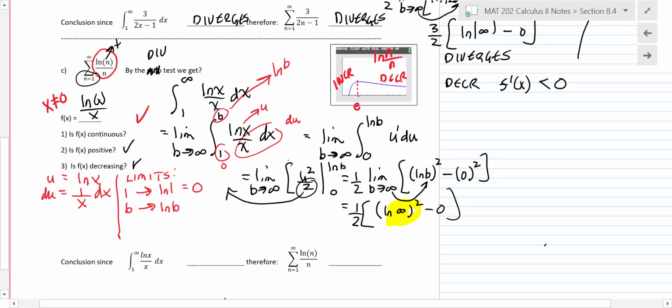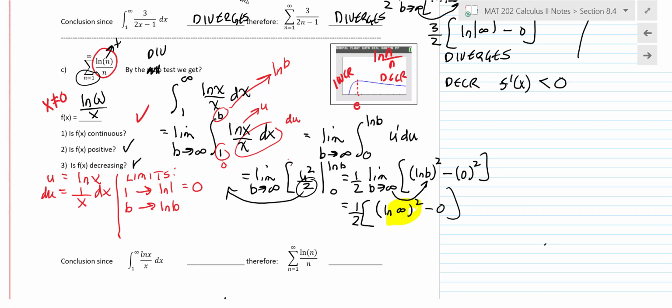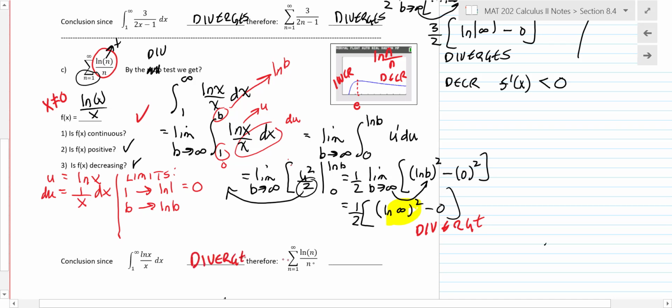Okay? So we're ready to draw our conclusion. That's going to diverge. Okay? So therefore, you got your conclusion. Okay? So since the integral diverged, then the series also diverges like that. That's how you know that. Okay, you guys follow everything on that improper integral?